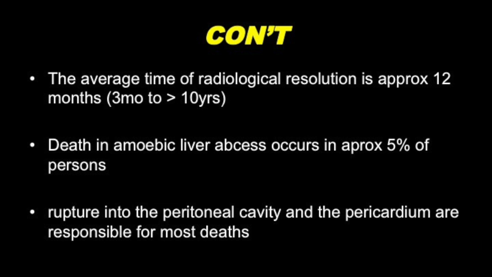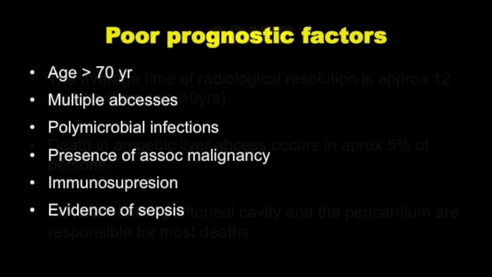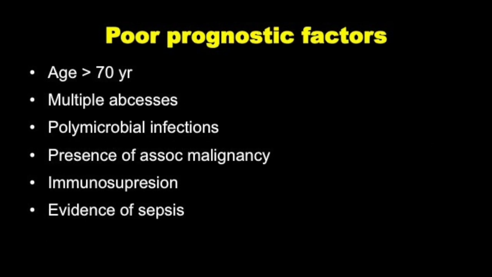And this death is usually due to when the abscess ruptures into the peritoneal cavity, it causes peritonitis and bad septicemia. And also when it ruptures into the pericardium. And usually the abscesses on the left lobe of the liver are the ones most likely to rupture into the pericardium. Yeah, those are the poor prognostic factors.